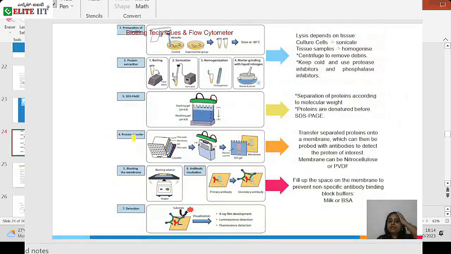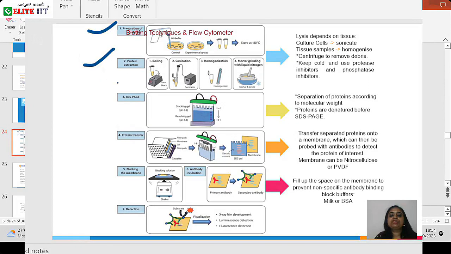If you know the property of DNA, protein, and RNA, you can easily identify the difference. In this case, you just follow these steps: preparation of sample, protein extraction, SDS-PAGE, protein transfer, blocking the membrane, then detection. So these are the main processes involved.